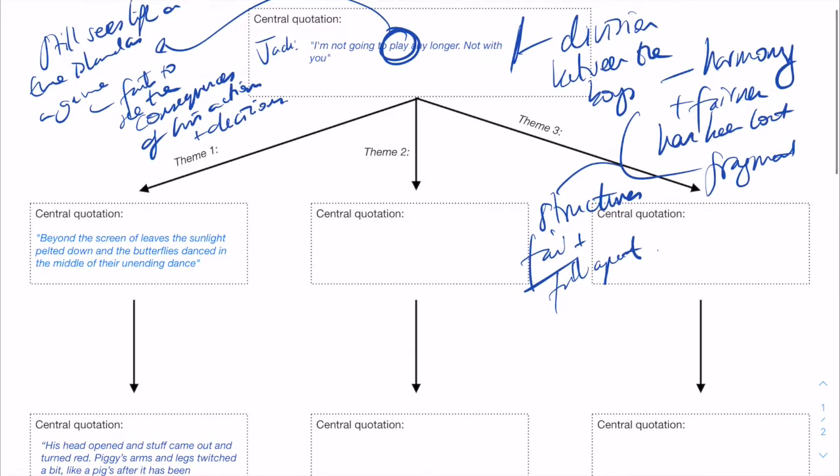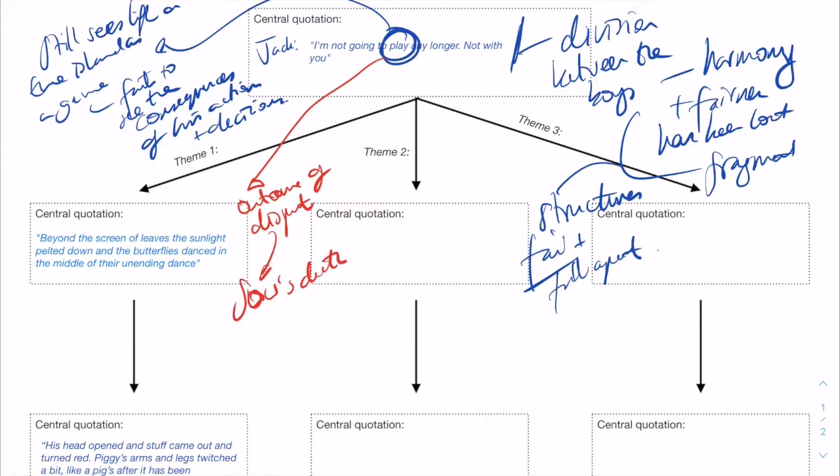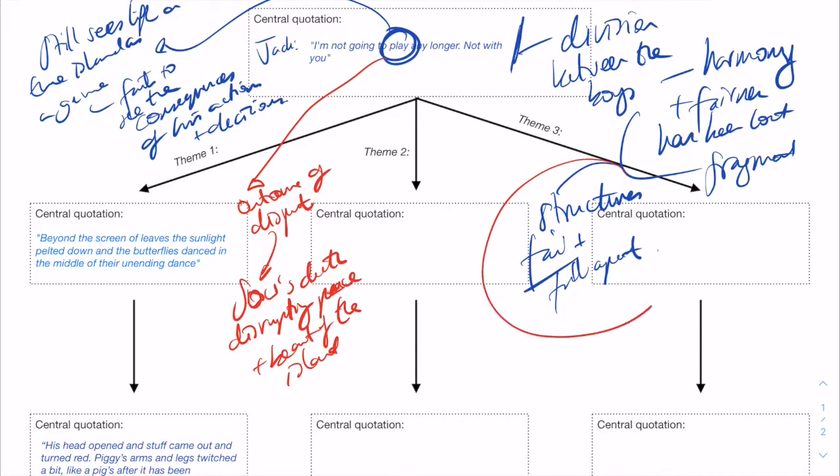So how does that connect to this next one? "Beyond the screen of leaves, the sunlight pelted down and the butterflies danced in the middle of their unending dance." Well, we looked at this quotation in the context of the sow being killed. So here we have the outcome of the dispute. We have the sow's death disrupting the peace and beauty of the island, in the same way that the boys' structures have fallen and failed completely.